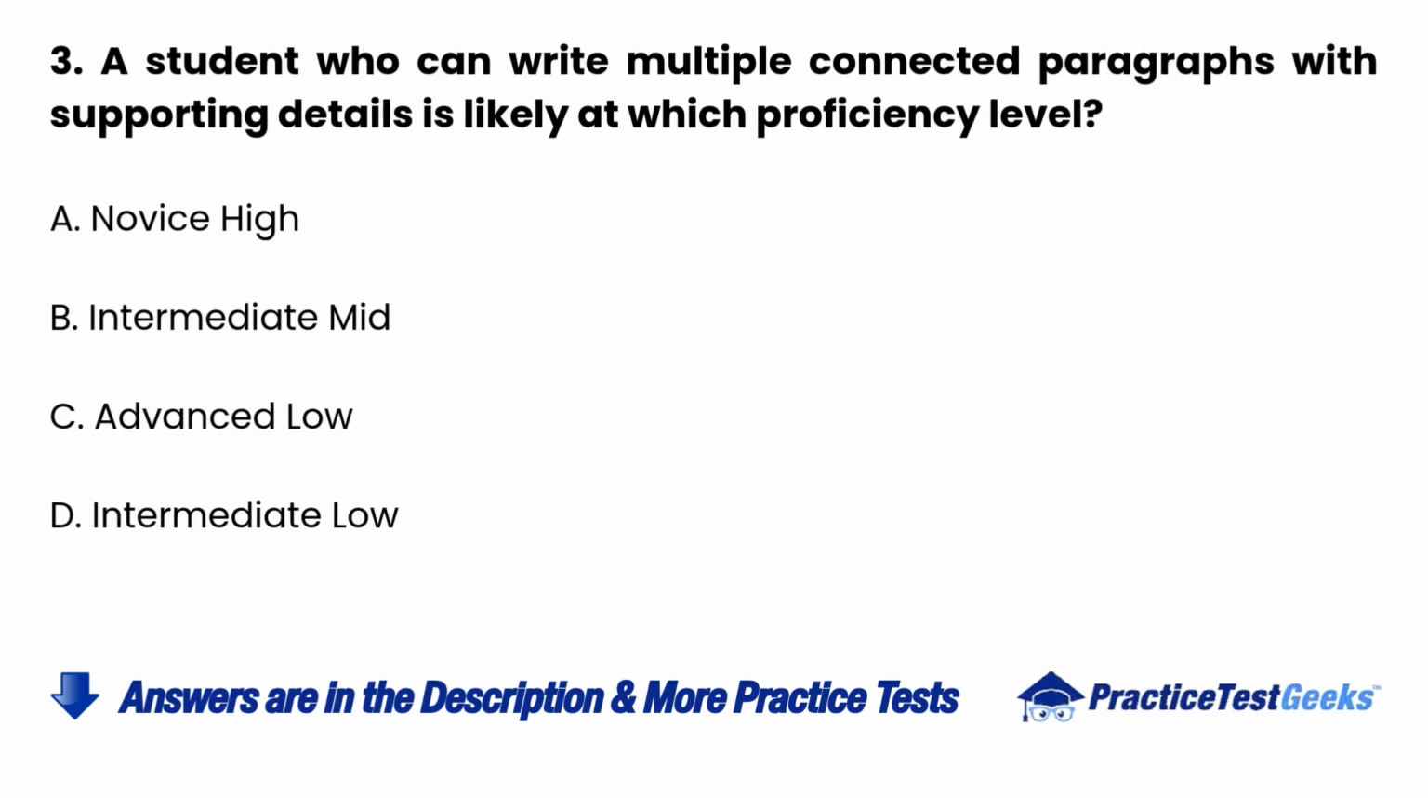3. A student who can write multiple connected paragraphs with supporting details is likely at which proficiency level? A. Novice high. B. Intermediate mid, C. Advanced low. D. Intermediate low.